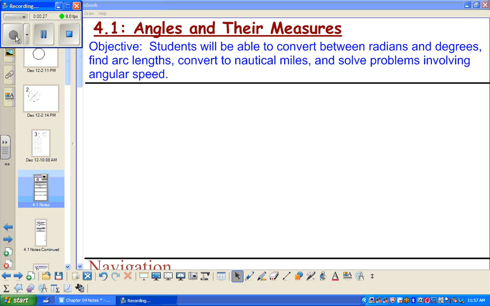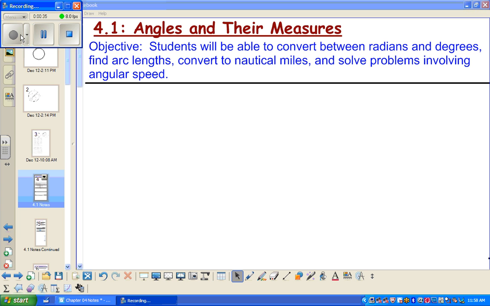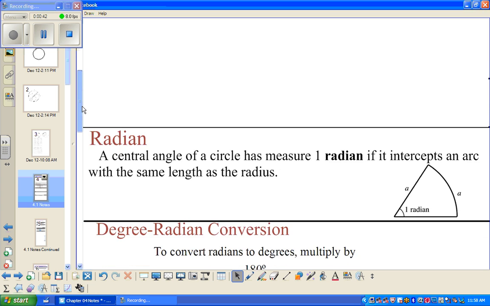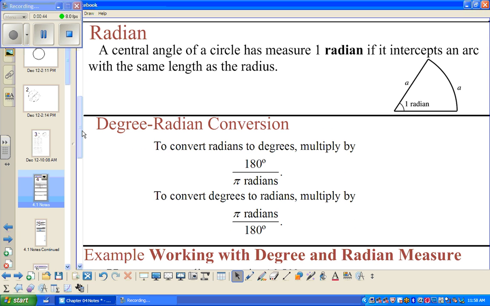So what we're going to start with is something that you remember and know, and that's how to convert between radians and degrees. In order to do that, let's just remind you what a radian is. If you have a central angle of a circle that measures 1 radian, then it intercepts an arc with the same length as its radius. It's one way to think of it.